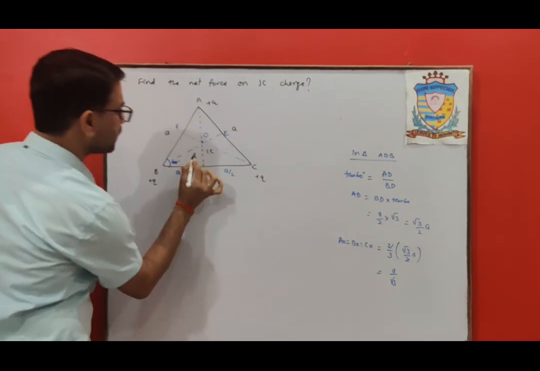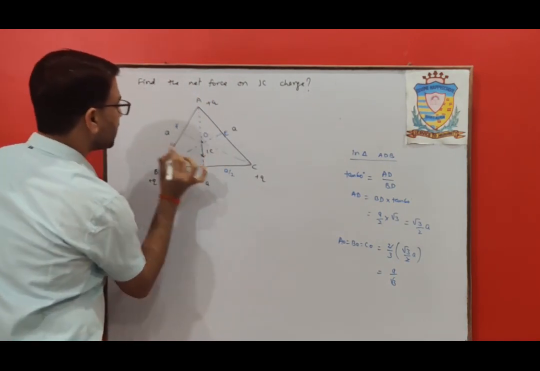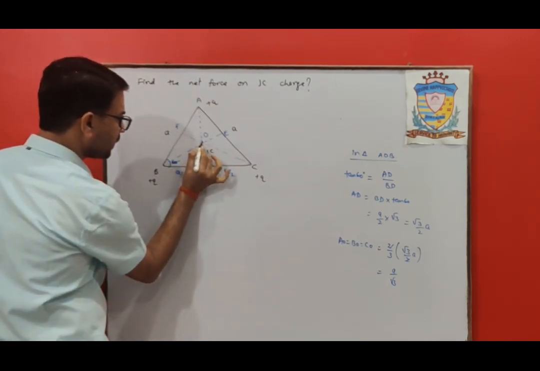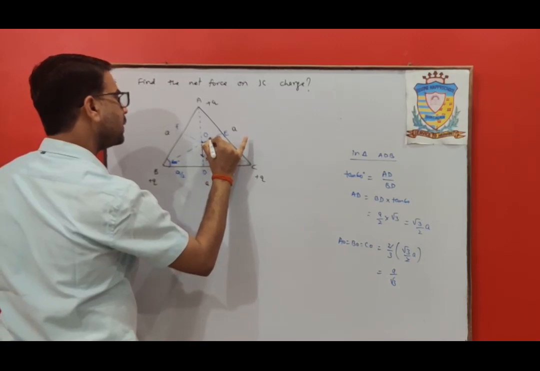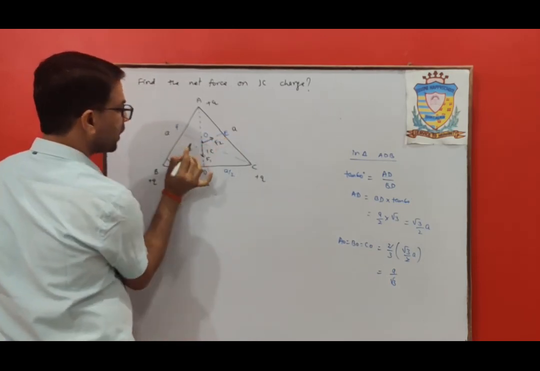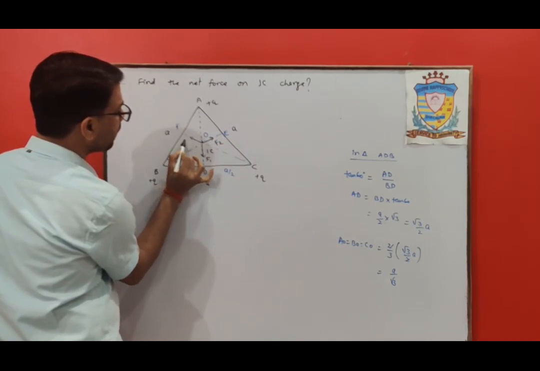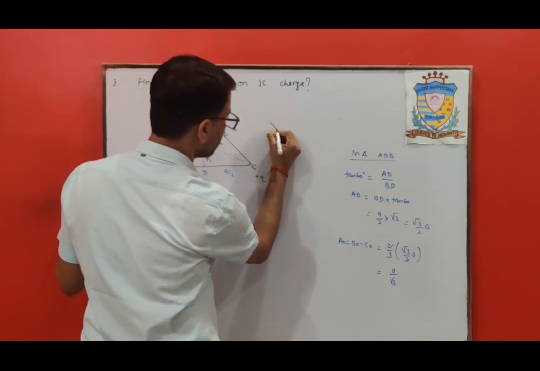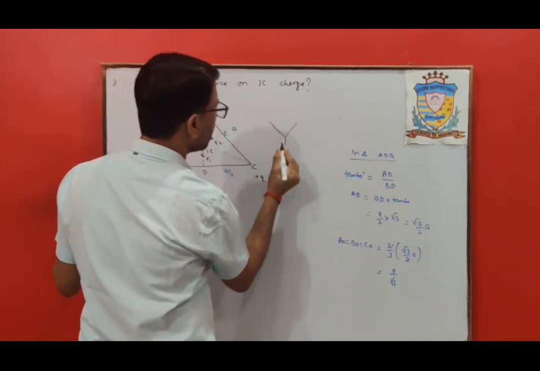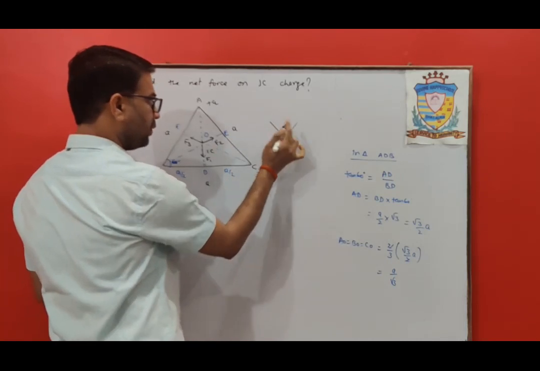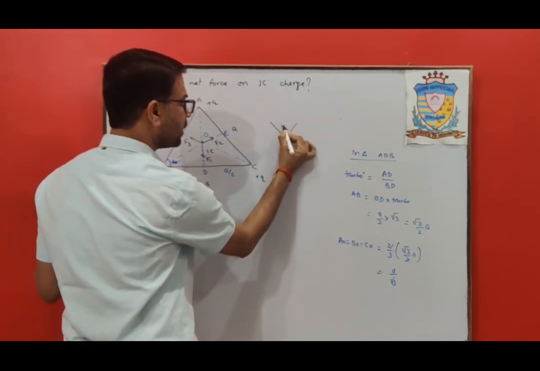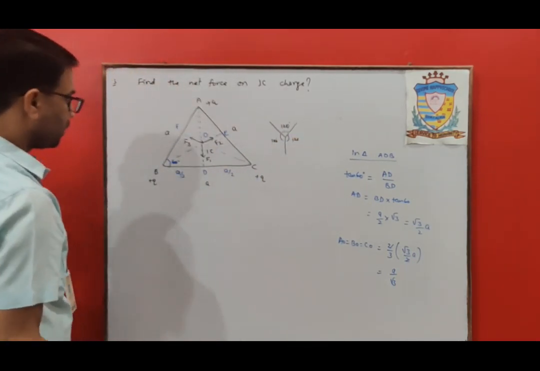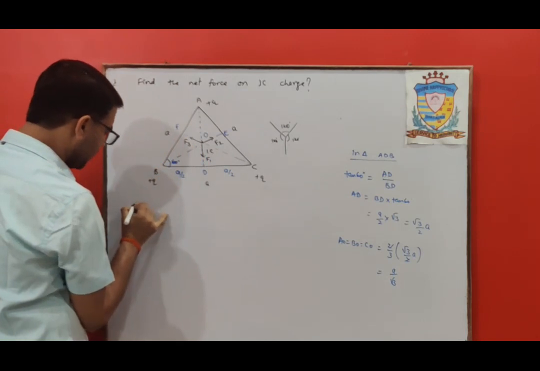So this is F1, this is F2 and here F3. One more thing. If these three are equal, that means each angle will be 120 degree each. So now first we will calculate F1.